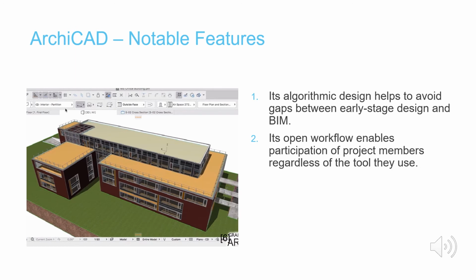ArchiCAD has two notable features. Its algorithmic design helps to avoid gaps between early-stage design and BIM. It facilitates real-time editing and communication, thereby making model checking and coordination more efficient. Its open workflow enables participation of project members regardless of the tools they use. The platform provides a clean workspace where only widely used functions are displayed. ArchiCAD also allows you to create new properties and values based on the parameters of the element.